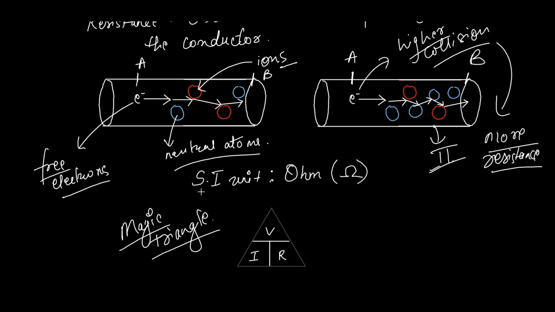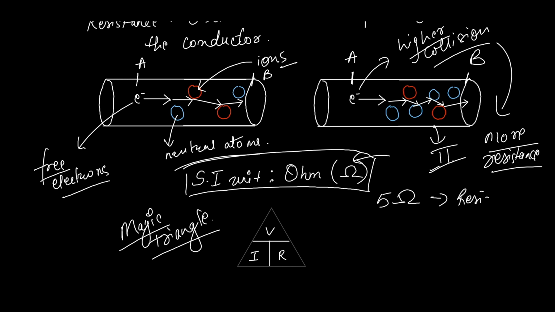The SI unit of resistance is ohm, and its symbol is written out here. Whenever you see something like 5 ohm, it is talking about your resistance, which is your obstruction. So if you compare 5 ohm and 6 ohm, then 6 ohm will be a greater hindrance to the flow of current, or in other words, charges.